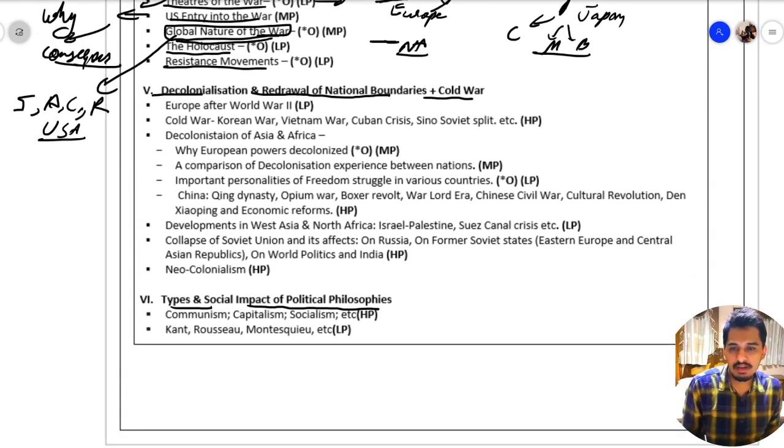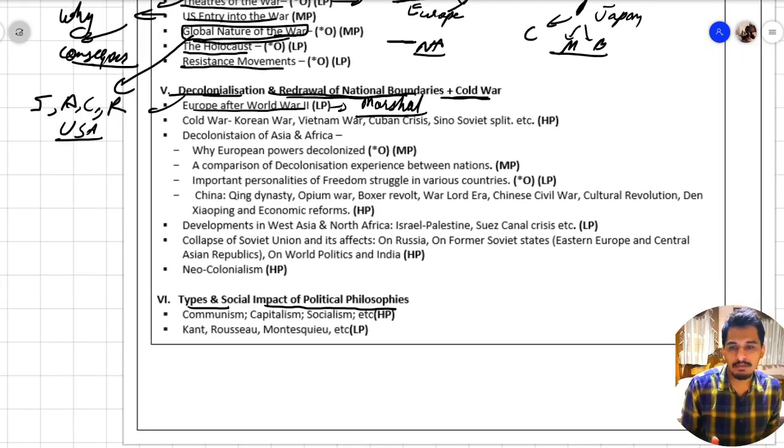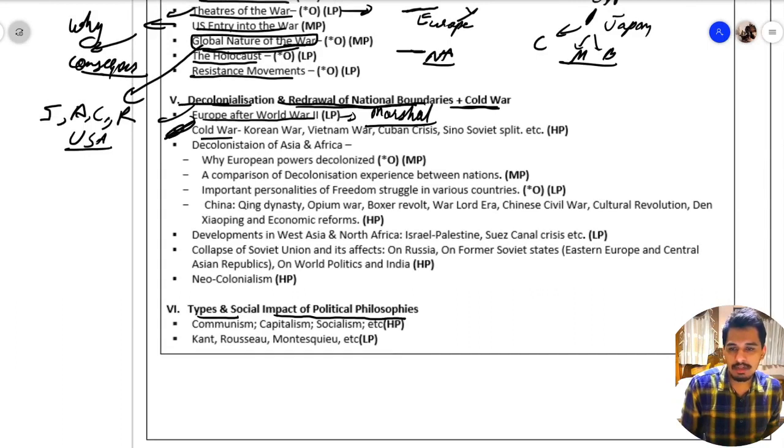Then we have decolonization and withdrawal of national boundaries plus the Cold War. In this, you should know Europe after World War II. What was the position of Europe after World War II? And you should know about the Marshall Plan that was launched by the USA to support Europe. Then this is a very important topic, that is the Cold War. Various events such as the Korean War, Vietnam War, Cuban Missile Crisis, and the Sino-Soviet split should be known by us along with their reasons and their consequences.